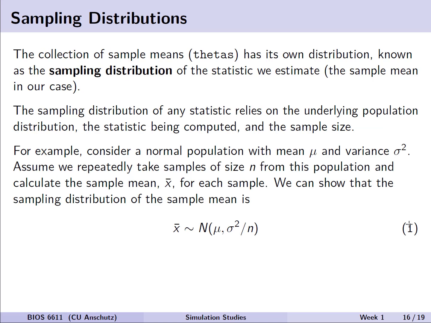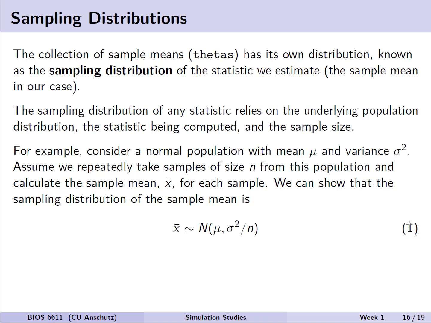We have this concept within statistics then of what we call sampling distributions. In other words, the collection of sample means we had from our previous example, or that vector of thetas, has its own distribution known as the sampling distribution of the statistic. So in our case, that's the sample mean.